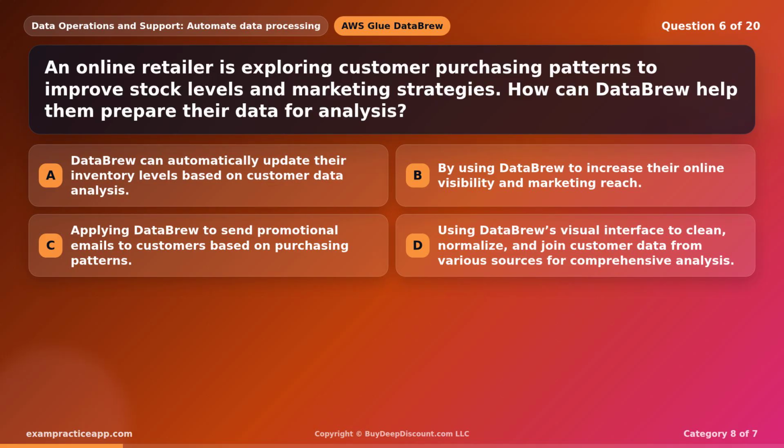Option A. DataBrew can automatically update their inventory levels based on customer data analysis. Option B. By using DataBrew to increase their online visibility and marketing reach. Option C. Applying DataBrew to send promotional emails to customers based on purchasing patterns. Option D. Using DataBrew's visual interface to clean, normalize, and join customer data from various sources for comprehensive analysis.